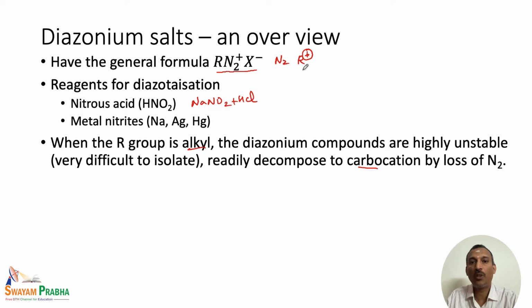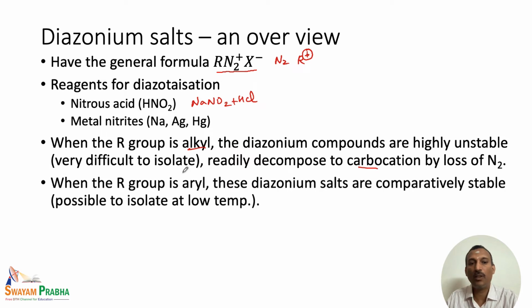The carbocation reactions you already know, it can undergo nucleophilic substitution reaction, or it can also undergo elimination reaction. So, these are the two major reactions of alkyl diazonium salts. The next one is when the R group can be an aryl unit.